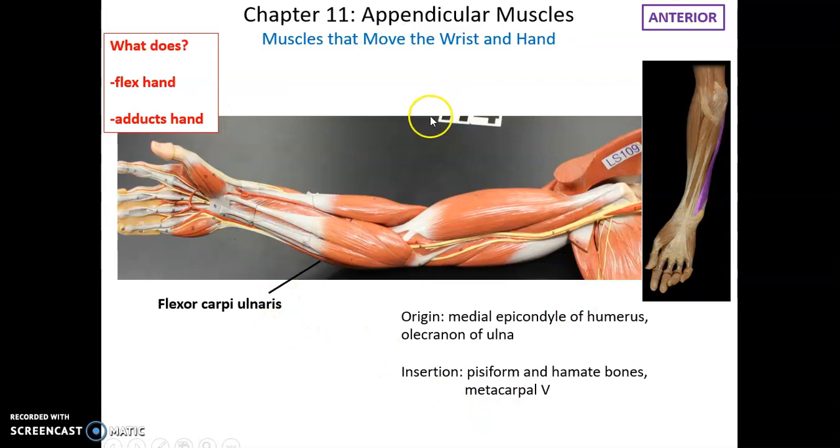All right, and next on the anterior side of the forearm, we have flexor carpi ulnaris, going from the medial epicondyle of the humerus, as well as the olecranon of the ulna, and inserting into the pisiform and hamate bones and metacarpal 5. So it is on the same side as the ulna, and it will flex the hand and adduct the hand.